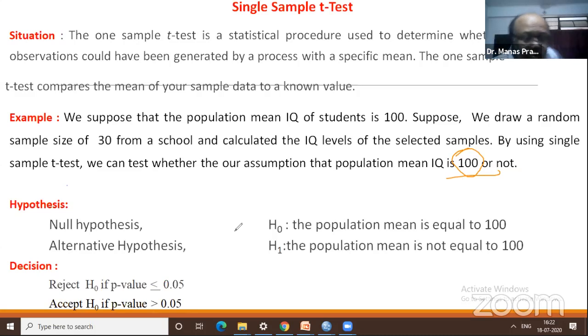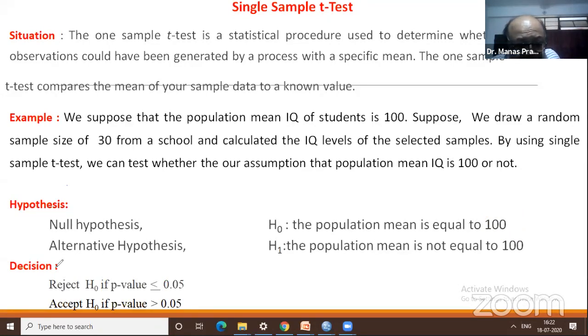So my null hypothesis, meaning the hypothesis of no difference, is that the population mean IQ level is 100. That means my assumption and the population mean IQ level are the same. The alternative hypothesis is that the population mean is not equal to 100. I think everybody understands.